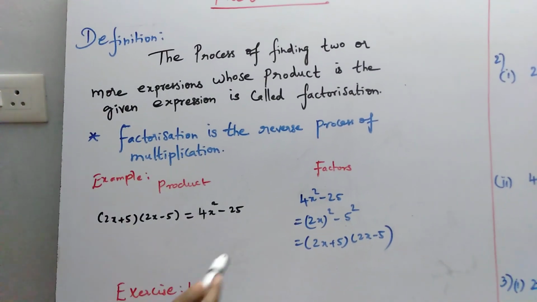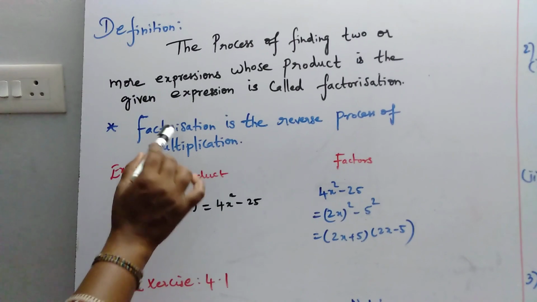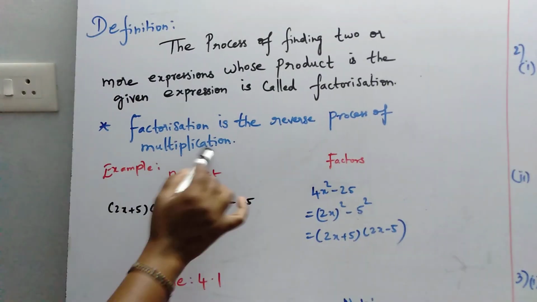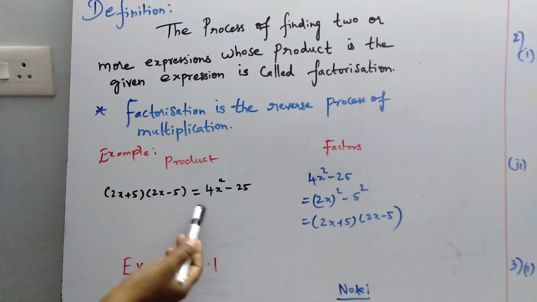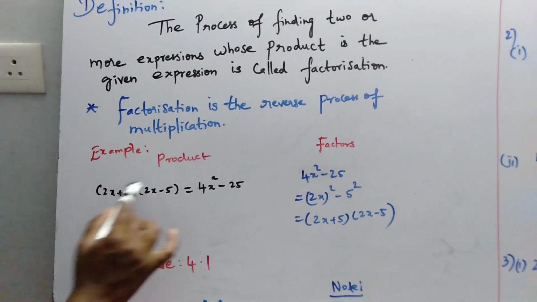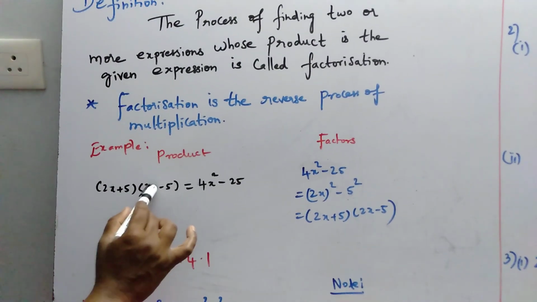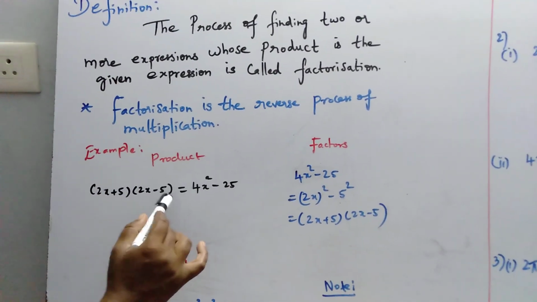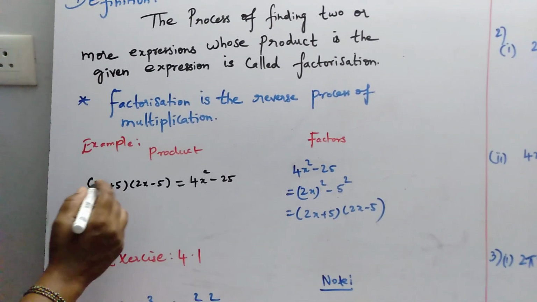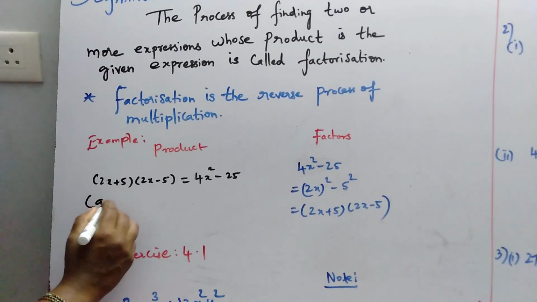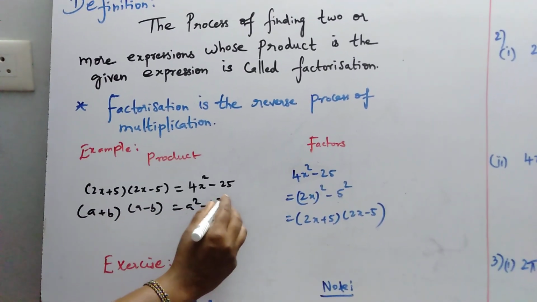Clear? Understand? So here, factorization is the reverse process of multiplication. We can also say this is an identity. If we multiply these terms, first 2x with 2x and 2x with 5, then 5 with 2x and 5 with 5, after doing all the calculation, we will get 4x square minus 25. See here, it is in the form a plus b into a minus b, which is equal to a square minus b square.